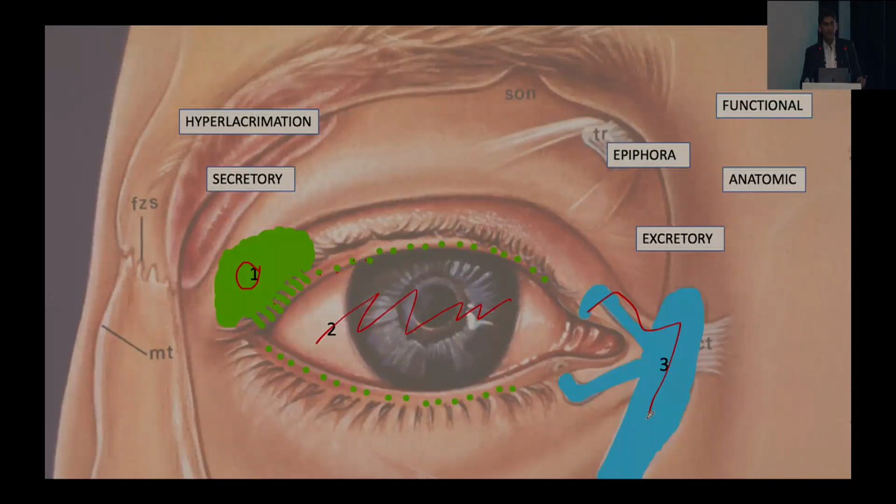So depending on where the pathology lies, if it is in the secretory part, we classify it as hyperlacrimation, which could be reflex in response to some stimuli, or sensory, which is because of a CNS pathology or because of aberrant regeneration of the nerves. If it is excretory in pathology, it is called epiphora because it is because of the imbalance between the two systems, and it could be either functional or anatomic, and let's see how to differentiate between the two.